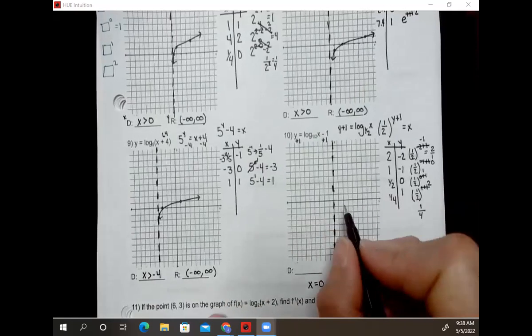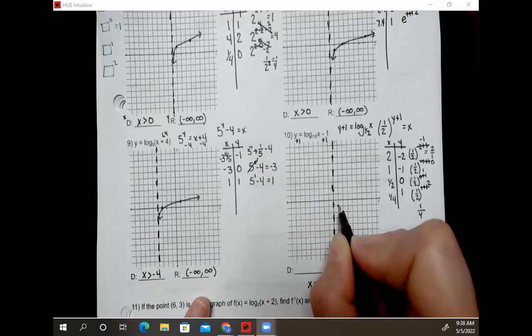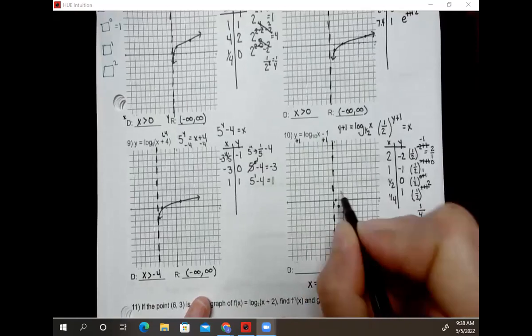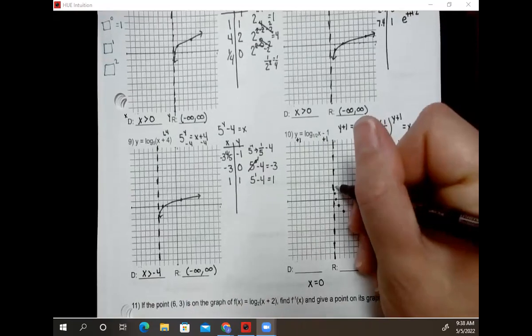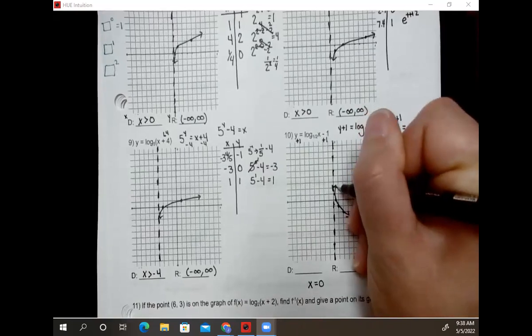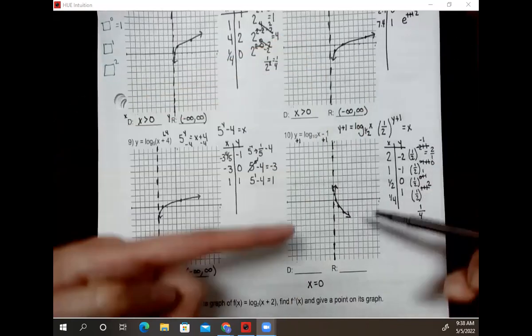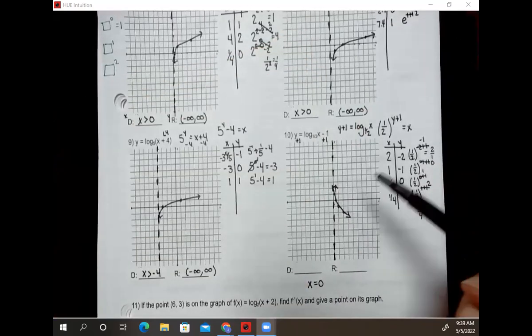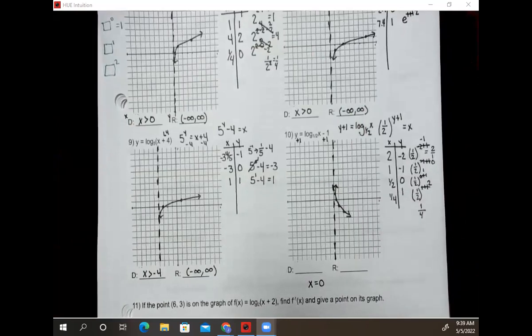Plot my points. I've got 2 comma -2. I've got 1 comma -1. I've got 1/2 comma 0. And I've got 1/4 comma 1. Notice our graph is flipped, right, from what I would expect from my other graphs. This one's kind of upside down instead of growing up this way, going down this way.